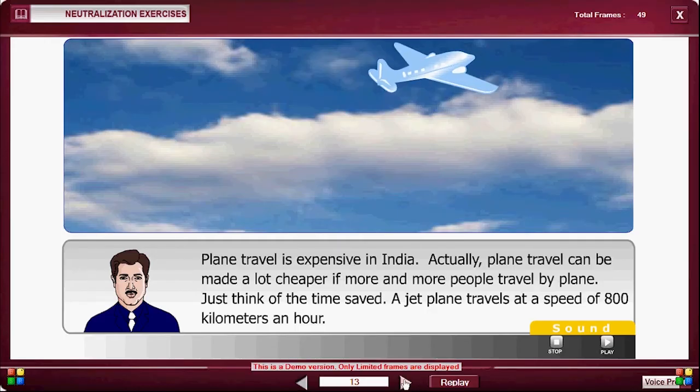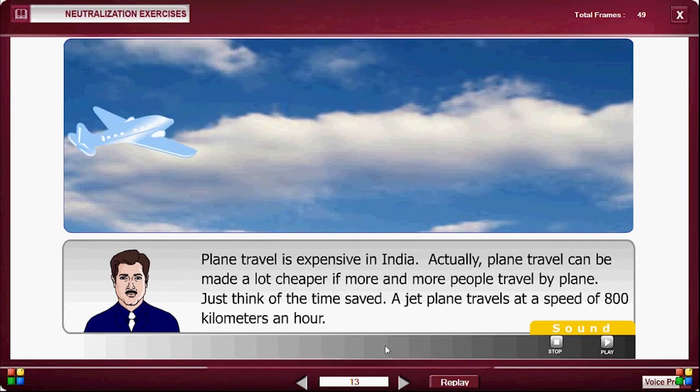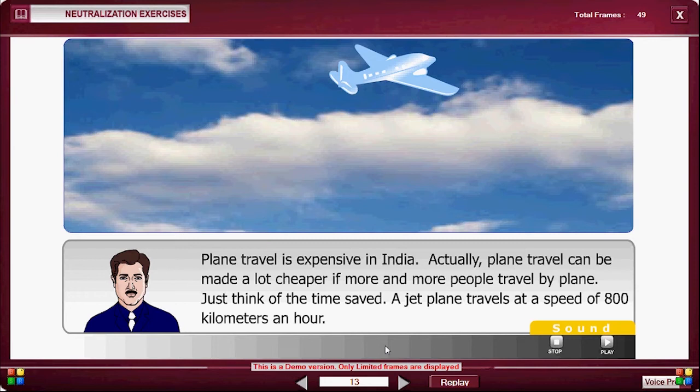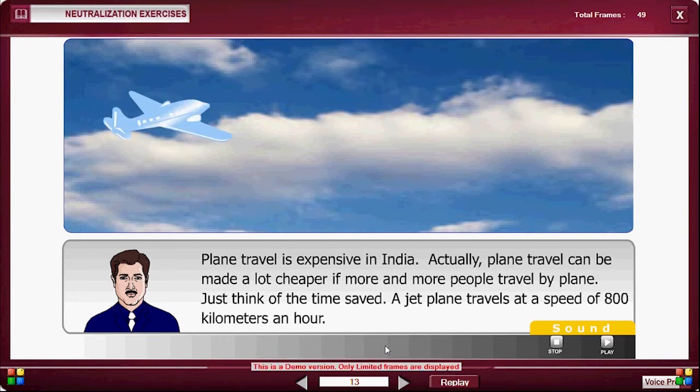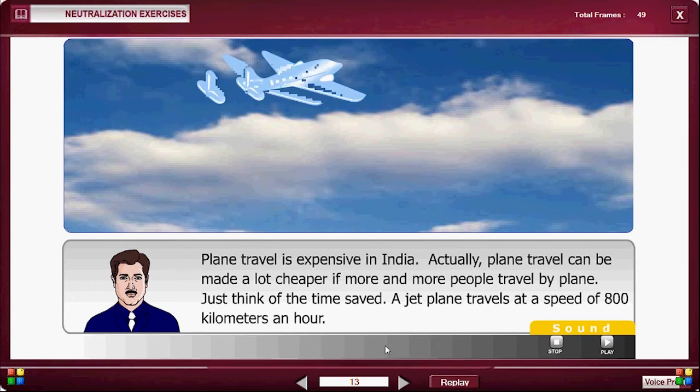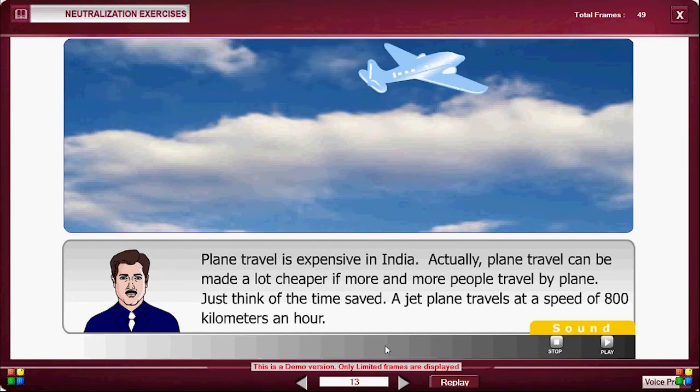Plane travel is expensive in India. Actually, plane travel can be made a lot cheaper if more and more people travel by plane. Just think of the time saved. A jet plane travels at a speed of 800 kilometers an hour. This also is to be repeated by the student.